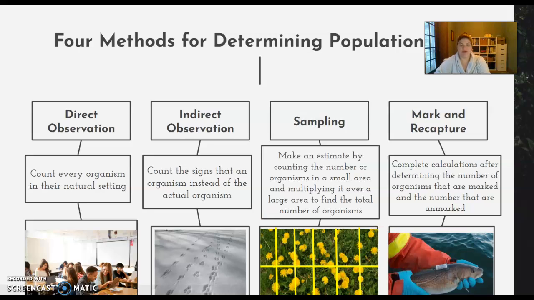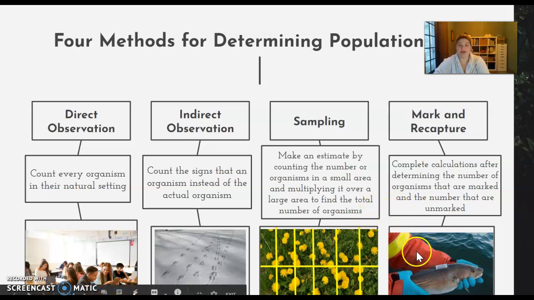Sampling. So sampling works kind of like how I explained the jelly bean example. You look at a large area, you count the number of the organism in a smaller area, and then you use that as a generalization for the entire area. So you're going to multiply that over the whole field. Say if I was doing this dandelion example, maybe I would measure the number of dandelions in a square foot, and then I would multiply that over however many square feet my field is.